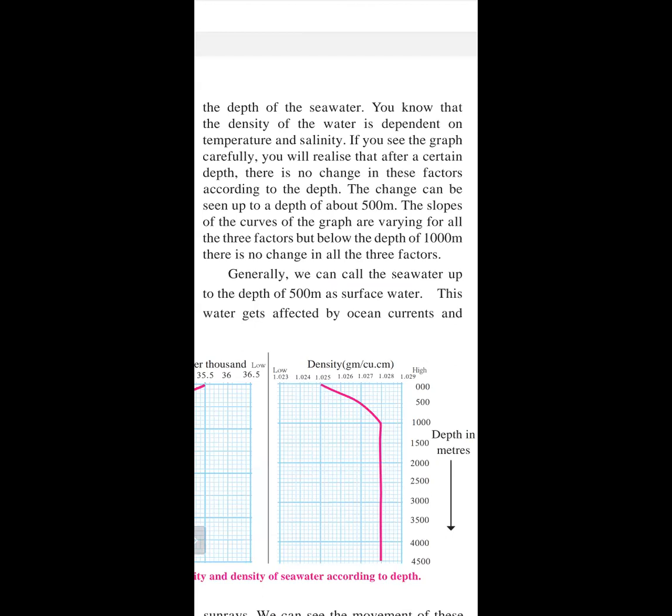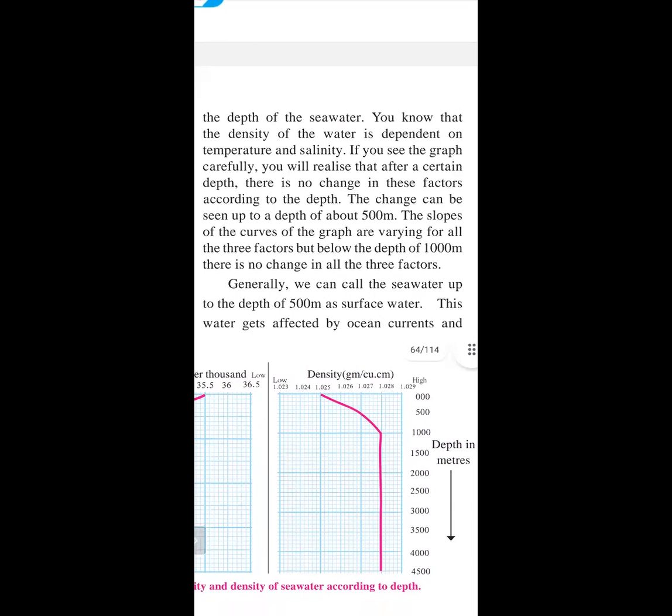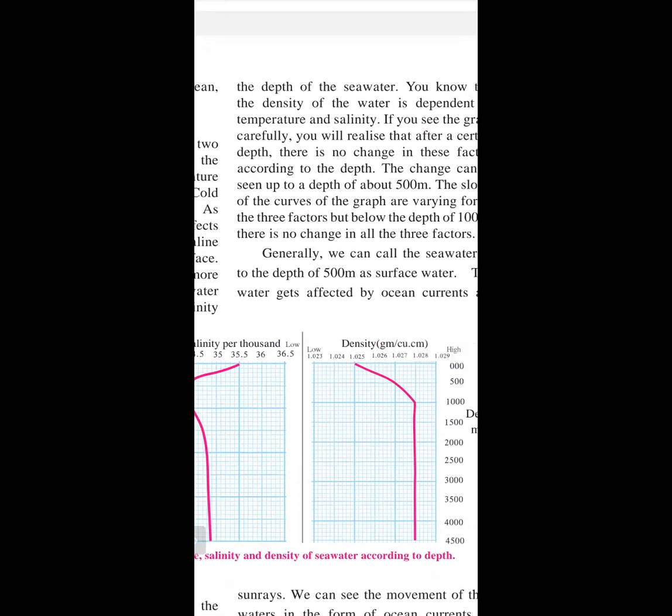See, there are some points given in the depth of the seawater. You know, the density of water depends upon the temperature and salinity. If you see the graph carefully, you will realize that after a certain depth there is no change in this factor according to the depth. Wherever the depth is increasing, there is no change, because density is affected by two main factors, one is the temperature, another one is the salinity. So the remaining is the same only.